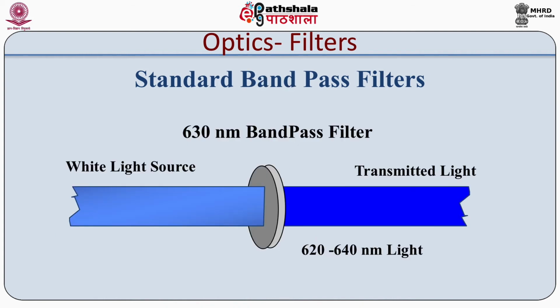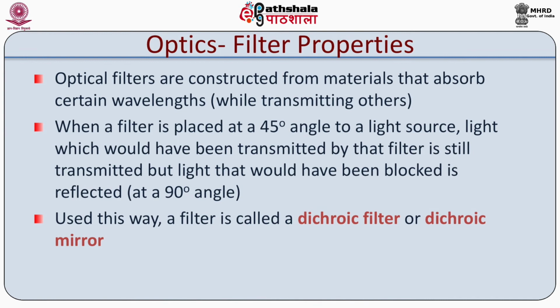A standard band pass filter has a range. For example, in this case 630/20 has a range of 620 to 640. So, this filter allows the light in this range to be transmitted and the rest is blocked. Now, some special kind of mirrors called dichroic mirrors allow this blocked light to be reflected.